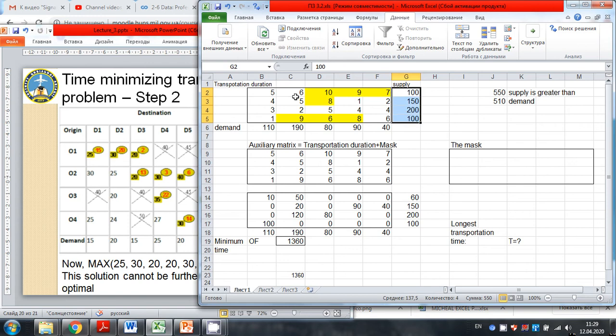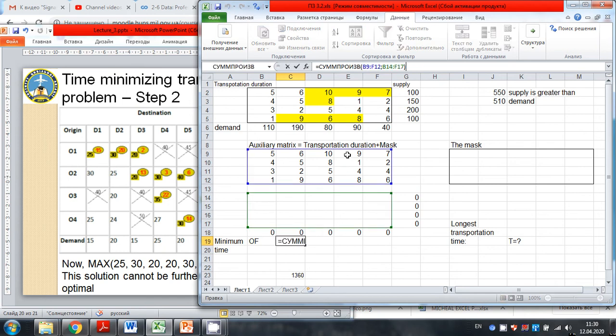We reserve some cells for the transportation plan. We set up the objective function, but in addition to the previous case, we introduce two auxiliary matrices. Instead of multiplying this range by these costs or these times, we introduce two additional auxiliary matrices. This is the first one, and this is the second one.